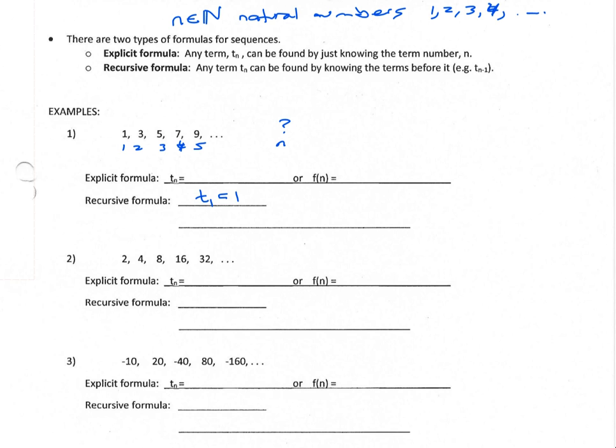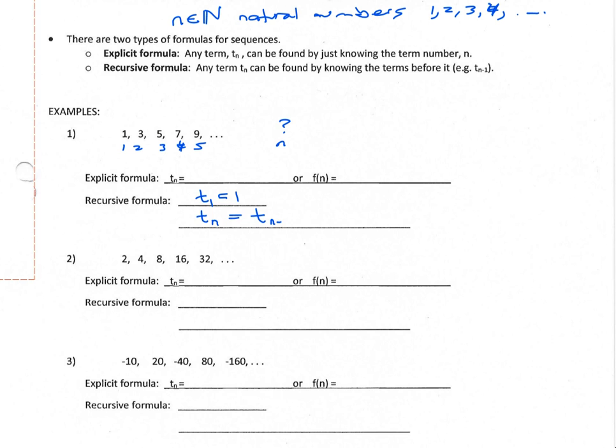So if I know I can start at 1, then what I can say is, after 1, any term, so Tn, is going to be equal to the previous term. So look what I'm doing, Tn and Tn minus 1. Let me fix that so it looks better.